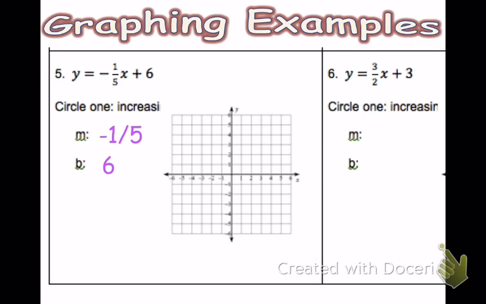I don't think it's showing up on the video. I think the graph covered it up, so it should be decreasing. So make sure you circle decreasing. We start at 6. We go down 1 and run 5. Down 1, run 5.